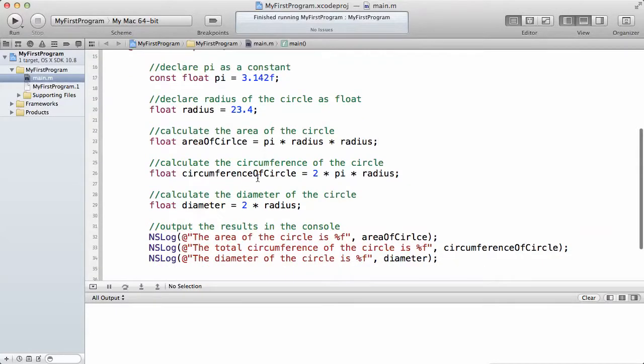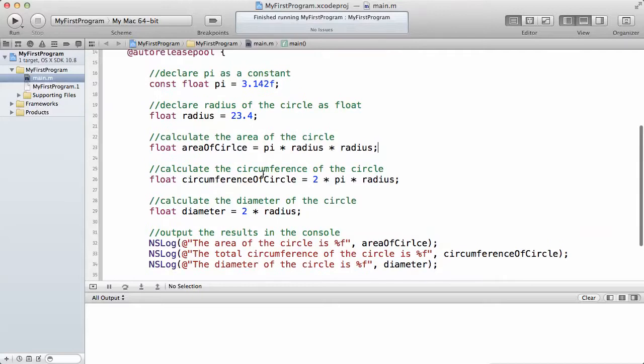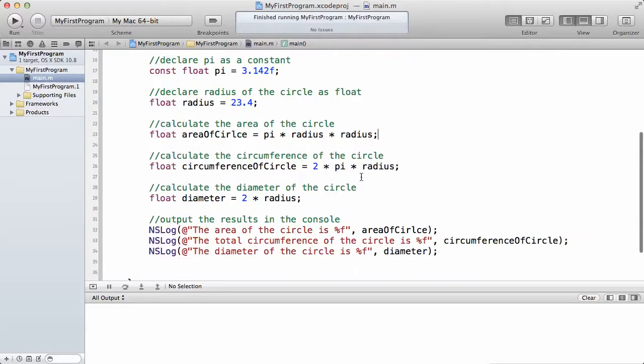Then the next one is the circumference of the circle. Also, I don't want to lose the decimal point, so I am declaring this one as a float as well, and that would be 2 multiplied by pi multiplied by radius. All these formulas we learned when we were in school doing math, so I'm sure you know what is going on here. So it's 2 pi r, that is the circumference of a circle, and the diameter of a circle is 2 multiplied by the radius. Multiply 2 by radius and you get the diameter, and because the radius was a floating point number, we keep it as float.